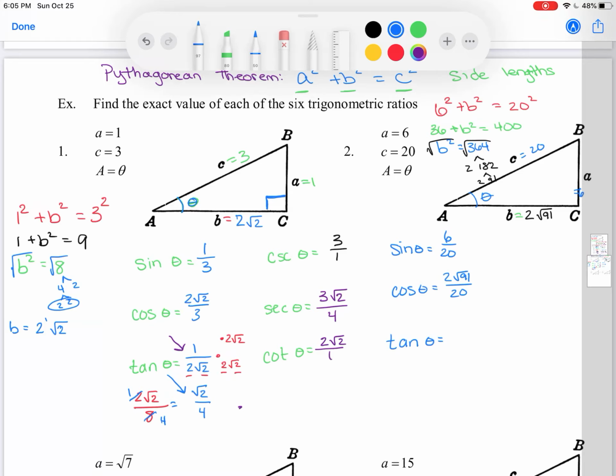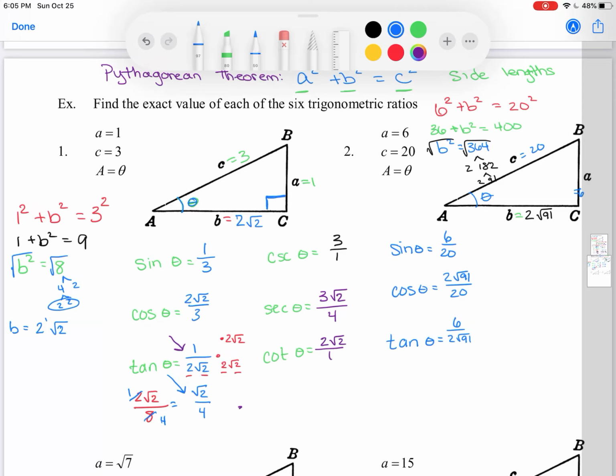No roots there, so I'm good to go. Cosine, 2 square root of 91 divided by 20. Again, don't worry about simplifying the fractions. Those are their real true values, so let's leave it as such. And then for the tangent theta, we have 6 divided by 2 root 91.